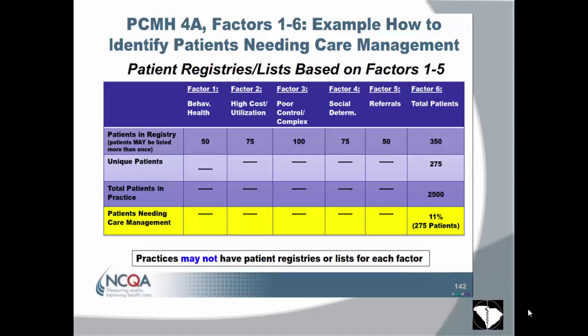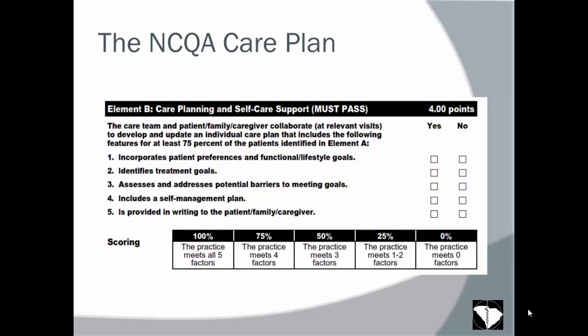So the question now is, okay, we've identified the patients that we want to care manage. We've identified our high-risk population. Well, what do we do? What does the care management look like? And that is standard 4B and 4C. So what NCQA wants you to do is they want you to develop a care plan that you give in writing to the patient. And that care plan in writing has 4 components. One is you've got patient preferences and functional lifestyle goals. 2 is you've identified your own treatment goals for the patient.